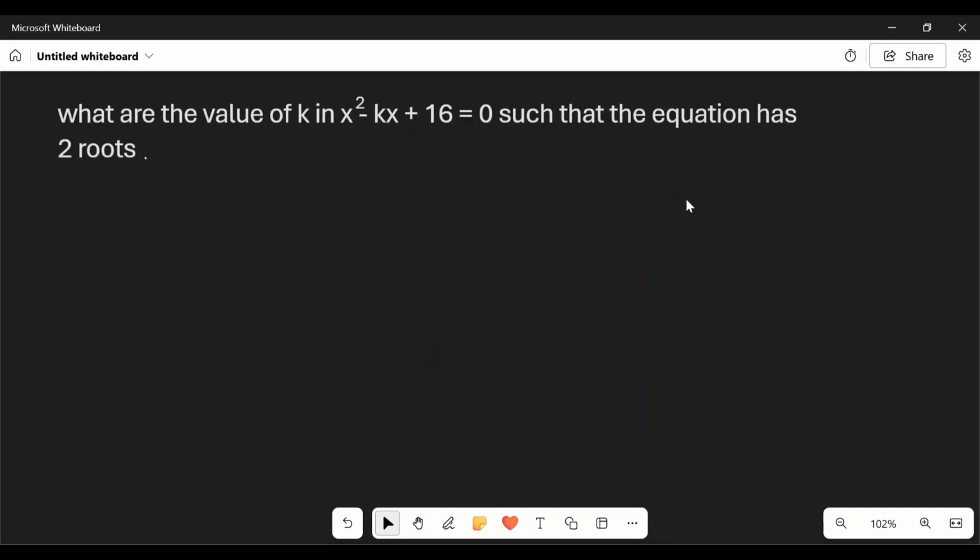What is the value of k in x squared minus kx plus 16 equals 0 such that the equation has two roots? The key is that we must find when the equation has two roots. That means the discriminant must be greater than 0. So, we must find what a, b, and c are again.